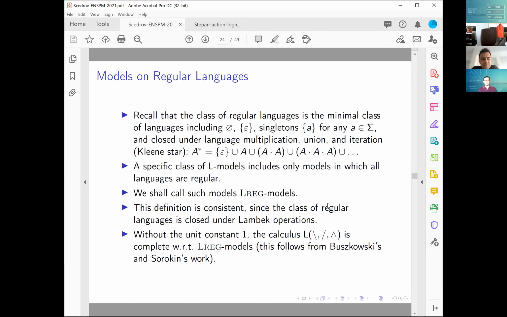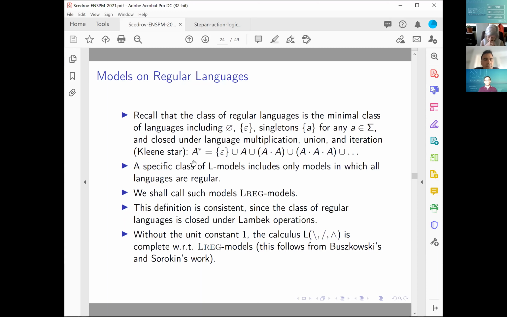Now, here's an interesting twist to this. I looked at all the languages so far, and my semantics was L models, but why don't we restrict the class of languages? So we'll look at regular languages only. Please recall, it's the minimal class of languages that includes the empty set, the singleton of the empty word, and singletons A for any other symbol in the alphabet sigma, and it has to be closed under language multiplication, union, and also iteration.